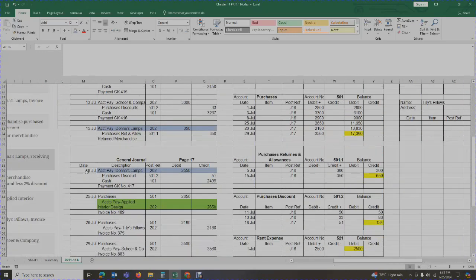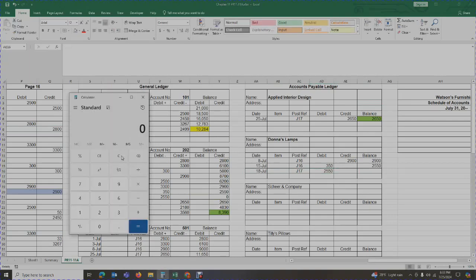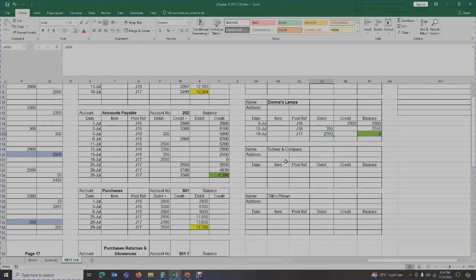And then on the 18th, I have a debit of $2,550. So let's go back and put that debit on July the 18th, Journal 17, of $2,550. I owed $2,550, and now I have a debit of $2,550, so my balance for Donna's Lamps is 0. I do not owe any money to Donna's Lamps. Everything has been paid for. I made a purchase, I made a return, and I made a payment. That's what happened in those 3 transactions. Now we're going to locate information for Shear and Company.